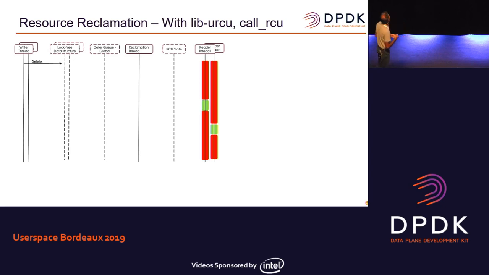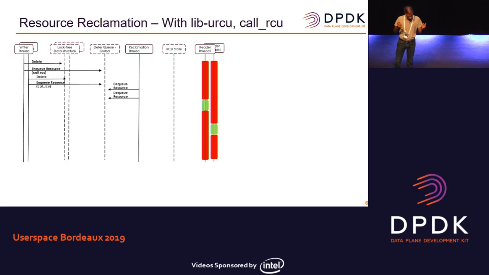So how does a delete process, or the resource reclamation process, look like in this? So the writer thread issues a delete, and then he goes ahead and enqueues that resource onto the global queue. Another writer thread comes along, it does the same thing. And then after that, the reclamation thread wakes up, and he dequeues the resources from the defer queue. And then he starts the grace period.